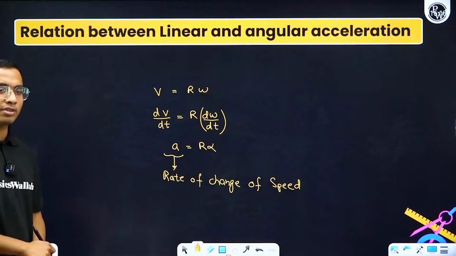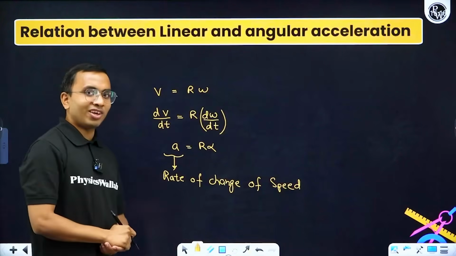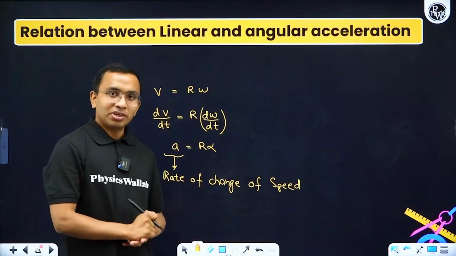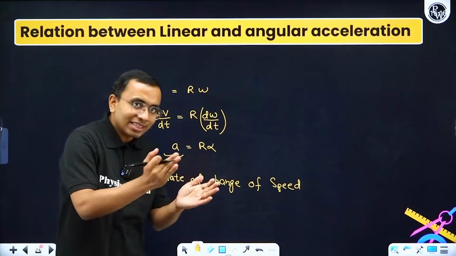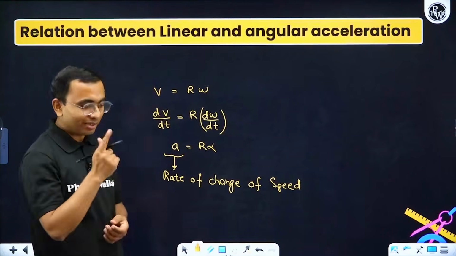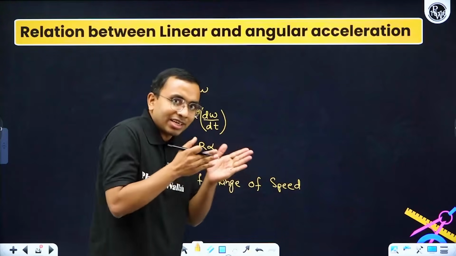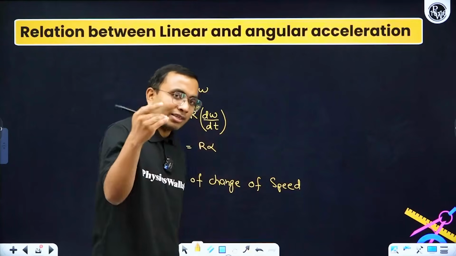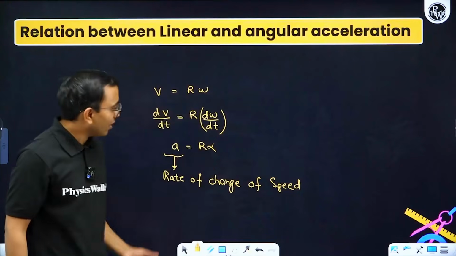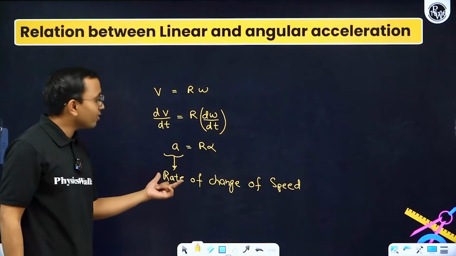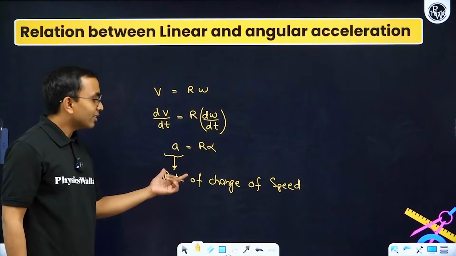Now, why am I not writing rate of change of velocity here? Because the velocity is changing its direction also. There are two accelerations there. One is the one which is changing the magnitude of the velocity, another is that which is changing the direction of the velocity. The one changing the magnitude of the velocity is the rate of change of speed.